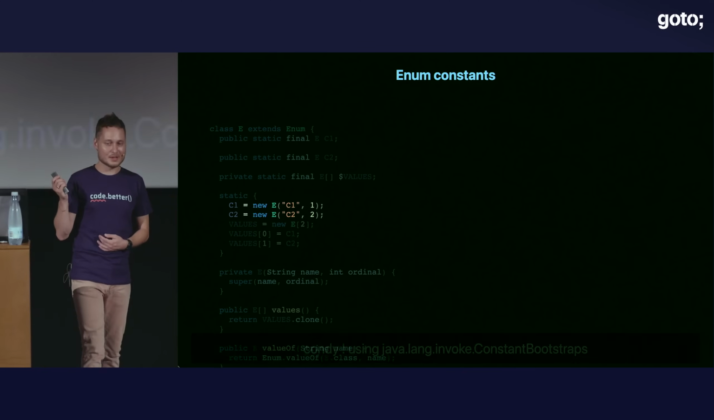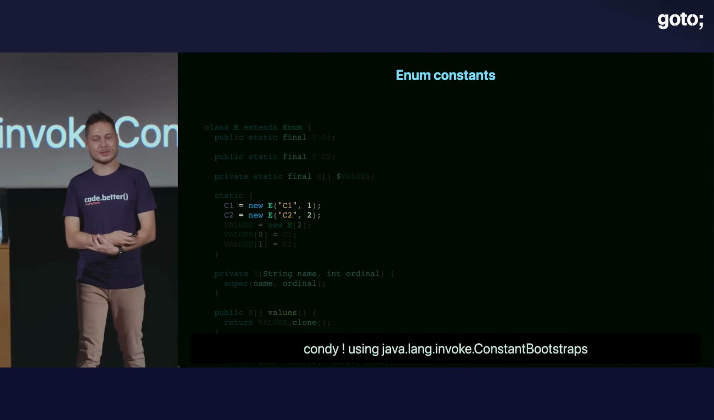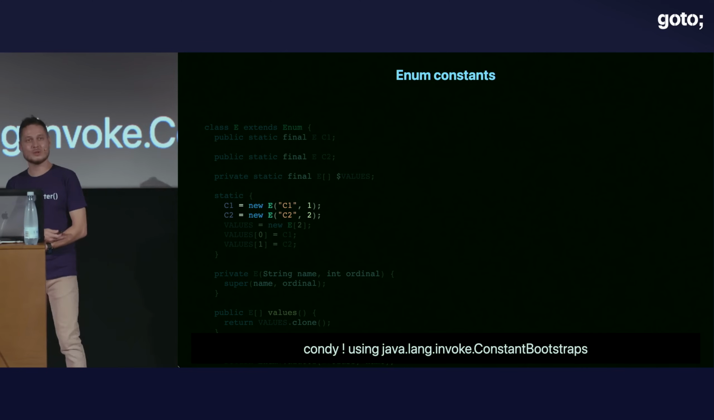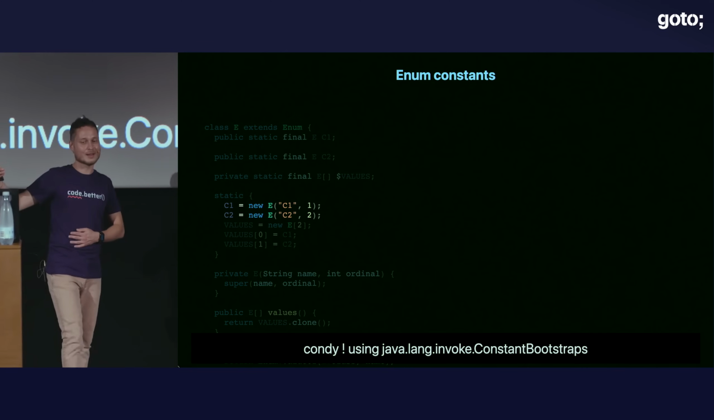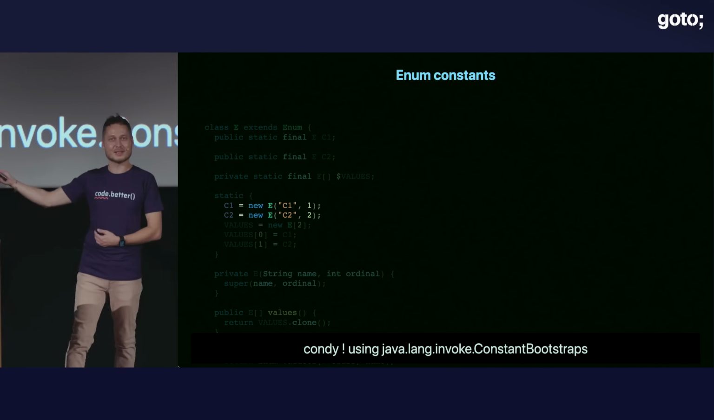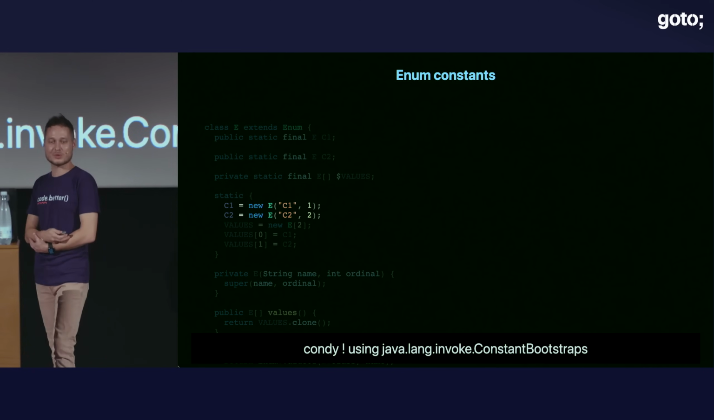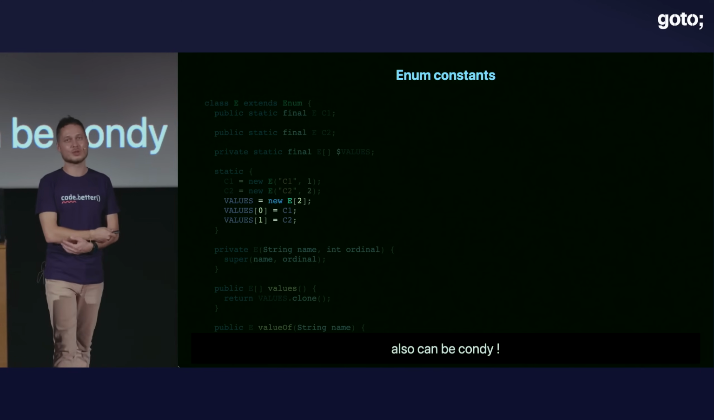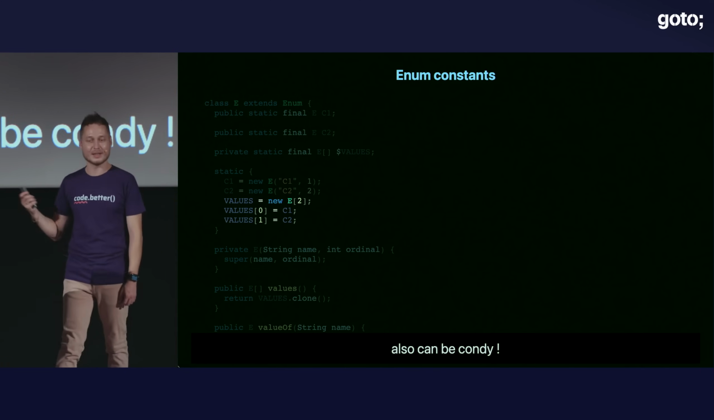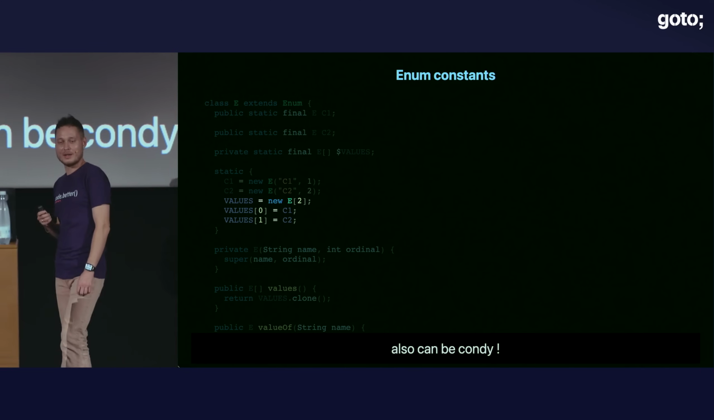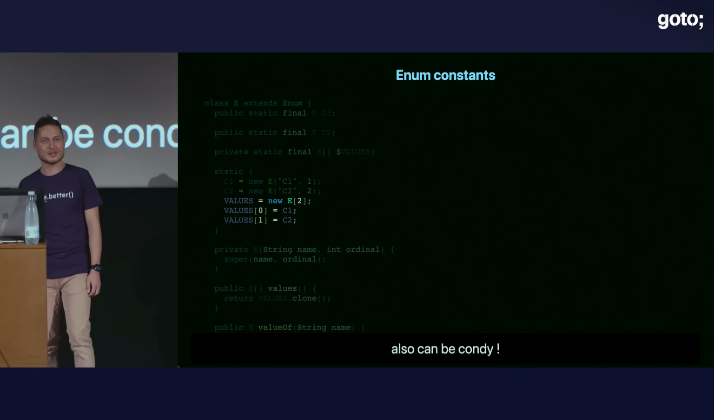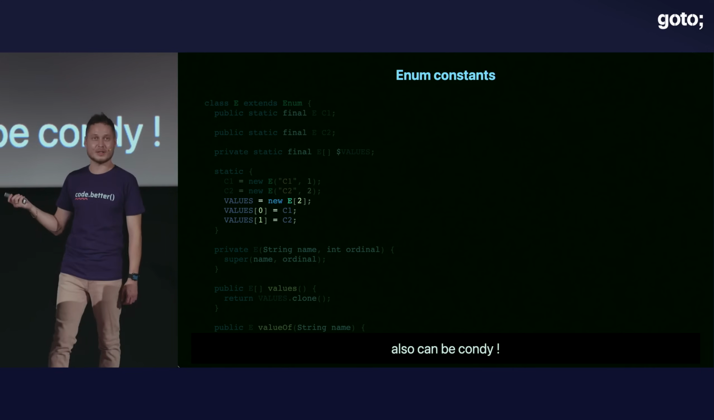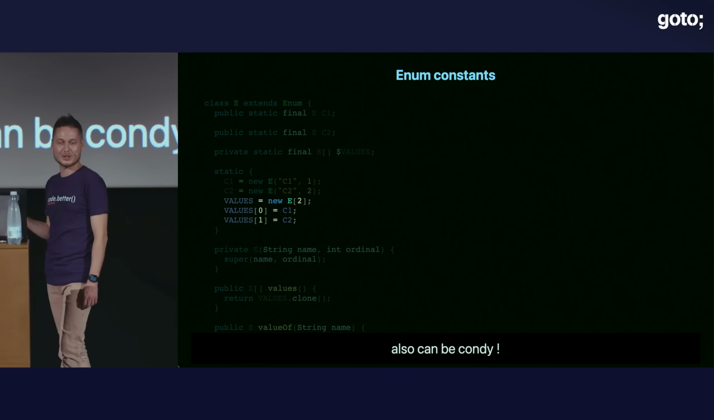And here is a nice thing. We can replace all this initialization with a dynamic constant. We don't need to call a constructor. We can just ask constant bootstraps to call a constructor for us and store this value in the field. We can even replace the initialization of the array with, again, a condy. So here we are going to have fewer instructions in a static initializer. This is, by the way, another factor that influences the answer to the question.